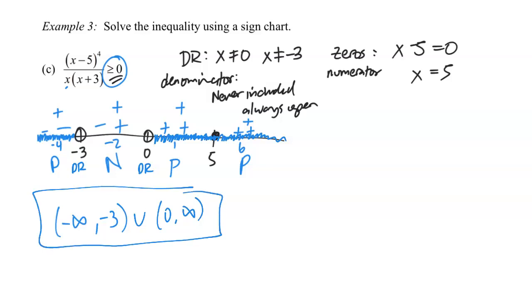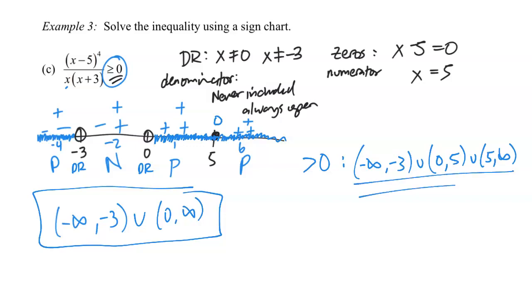Now, I want to play the what-if game just real quick. If this inequality said greater than 0 and not equal to 0, I then would have to exclude 5, which means I would still have -infinity to -3, just like before, but then I would have to separate this second part into 2 separate intervals. So I would have to go from 0 to 5 and not include 5, and then go from 5 to infinity. The question didn't ask you to answer that, but I just wanted to play the what-if game and show you what your answer would have looked like.